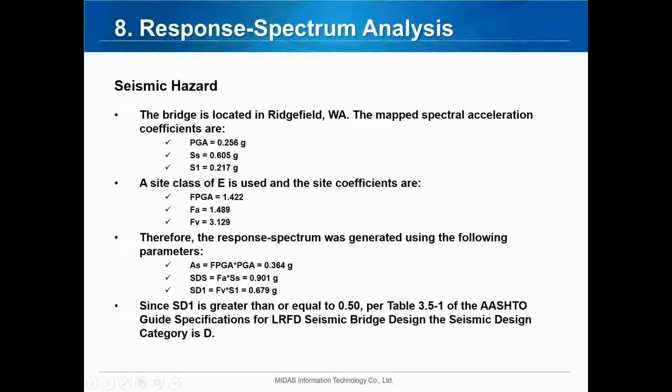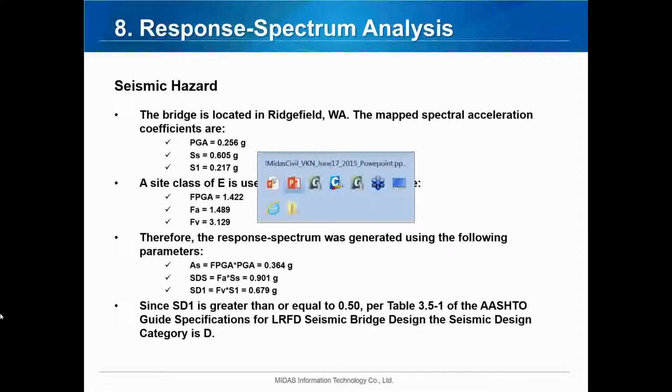And from these values, we were able to get our response spectrum using As of 0.364, SDS of 0.901, and SD1 of 0.679 g. And since our SD1 here was greater than 0.5, by the guide spec Table 3.5-1, our category came out to be D. And I just wanted to get back onto Midas Civil to show how we came up with the spectrum.